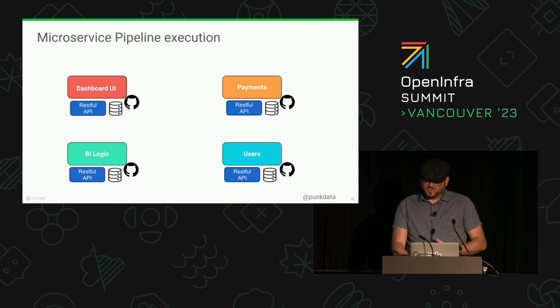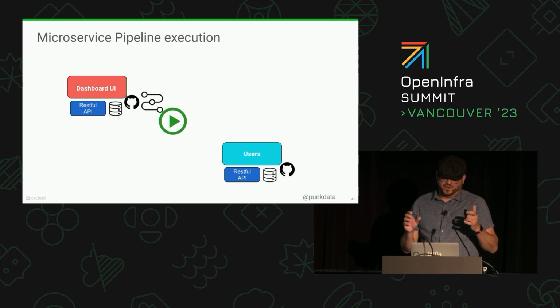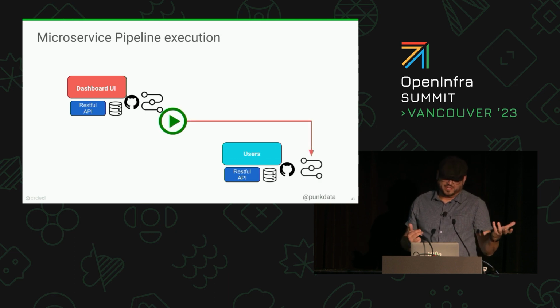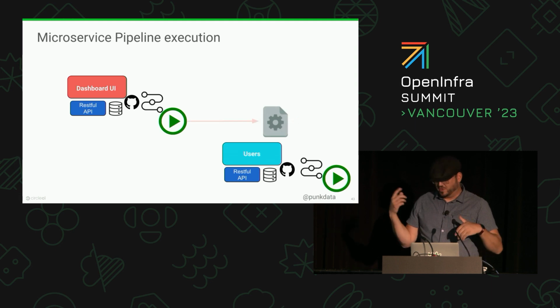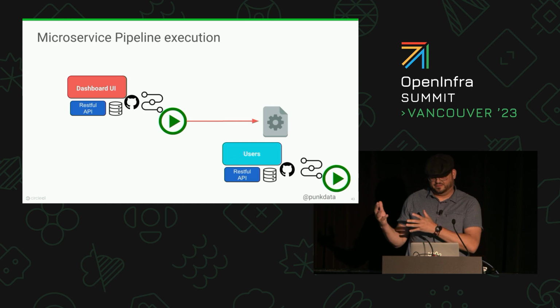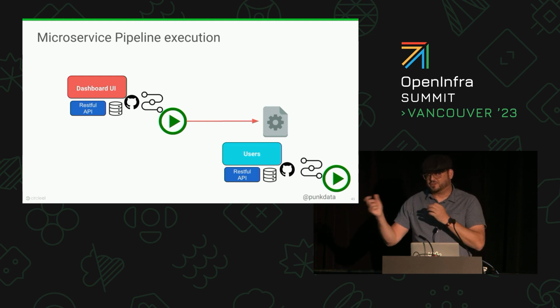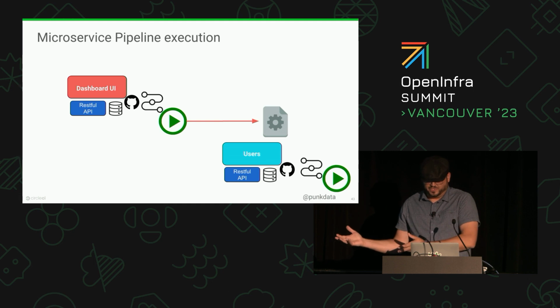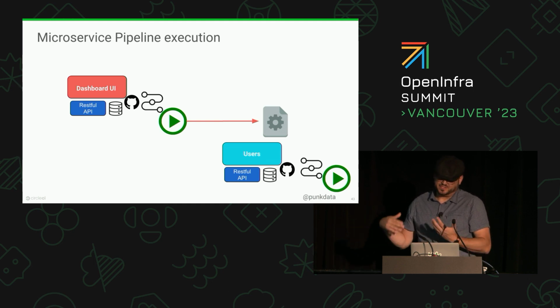Now, that pipeline execution occurs, and let's say we change the dashboard UI. Maybe when you want to run a test in your continuous delivery, you still have to access the user's project, right? The user services project. So do you have an artifact lying around that you just call? Do you just trigger a build in the user's repository, or pipeline?